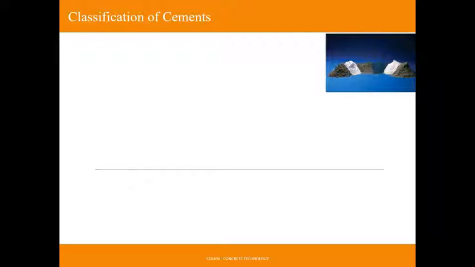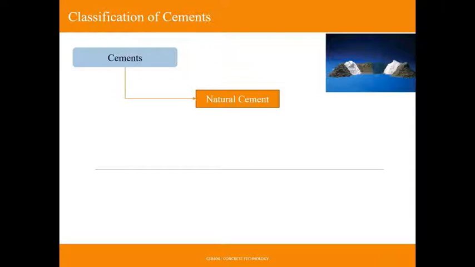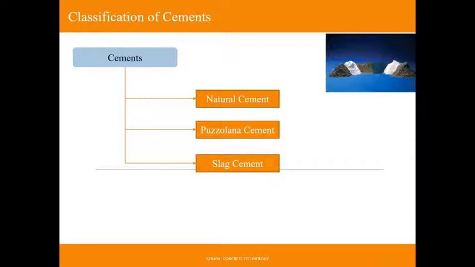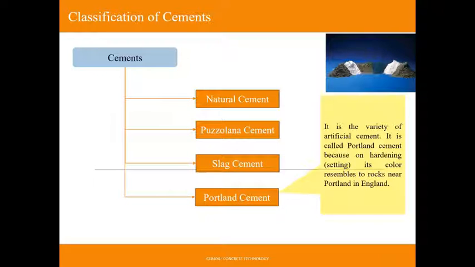The classification of cement based on the occurrence. The cements are classified as natural cement, pozzolanic cement, slag cement and then Portland cement. It is a variety of artificial cement. It is called Portland cement because on hardening its color resembles the rock near England, which is Portland.